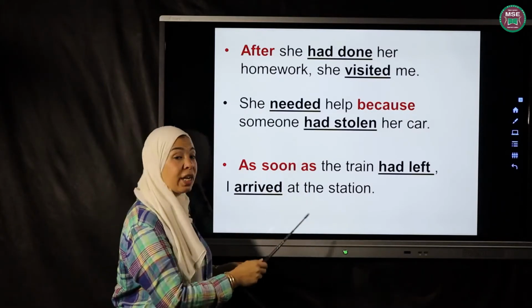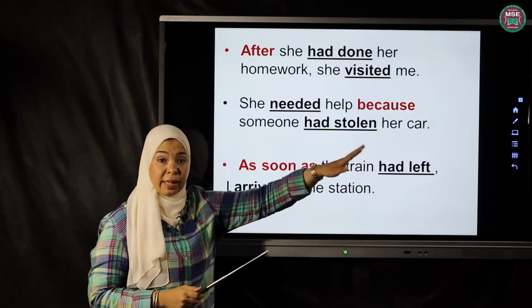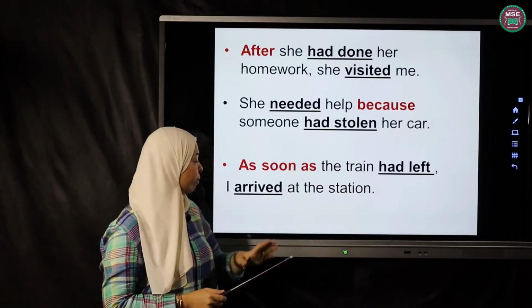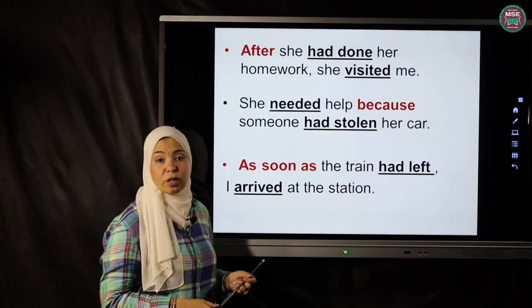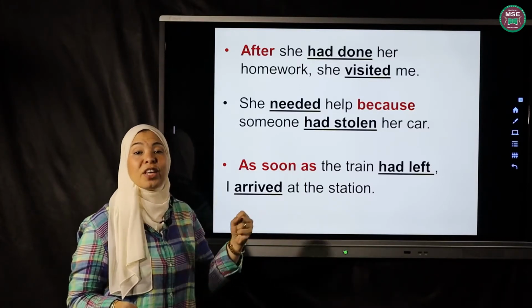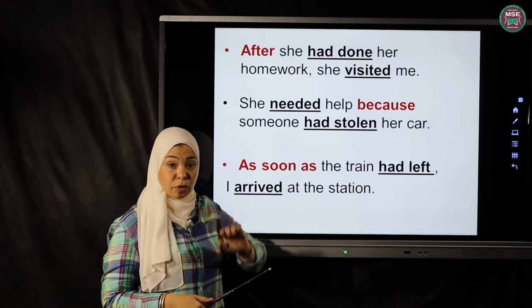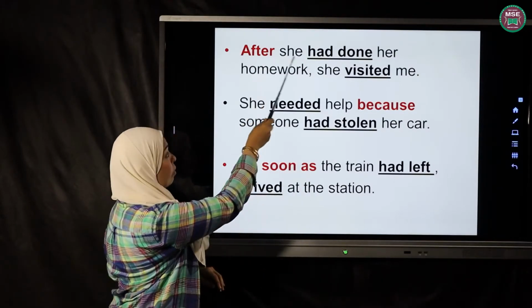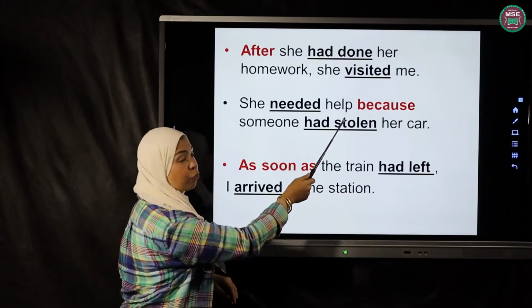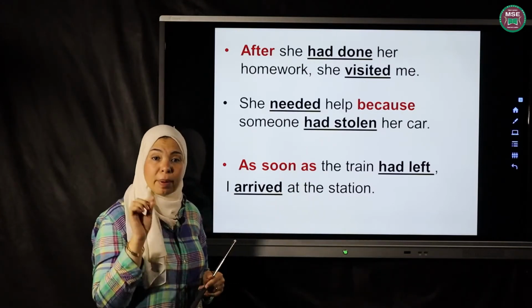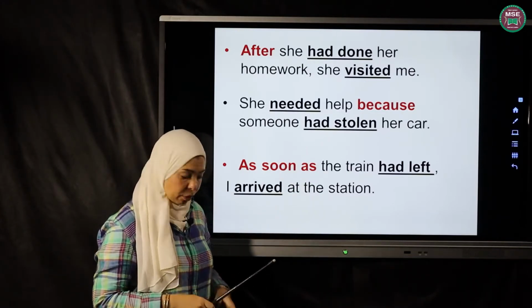As soon as the train had left, as soon as the train had left, this has happened first. The train had left. I arrived at the station. It means that I didn't catch the train because what happened? The train had left. Understood? So after, as soon as, after, because, there should be past perfect form.